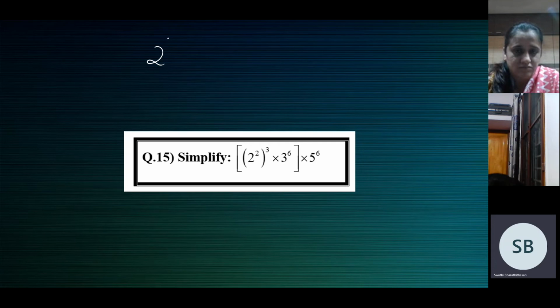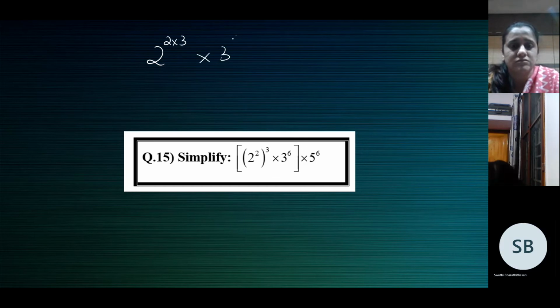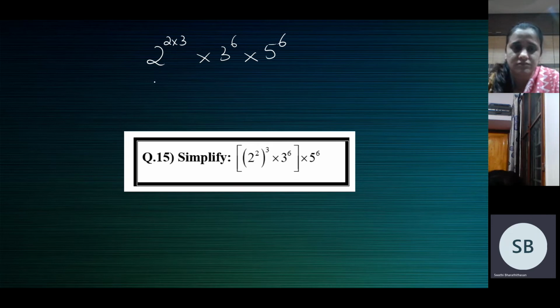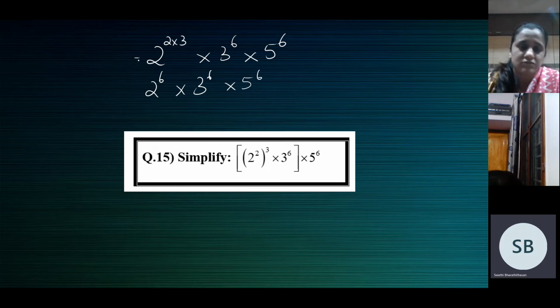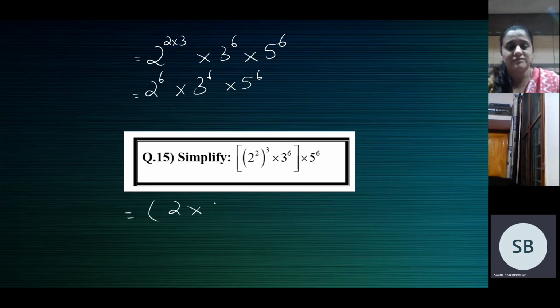Ma'am, when an exponent is raised to another exponent, we need to multiply both the exponents. So 2 into 3, and then we write the whole question as it is. By multiplying, we get 2 to the power 6 into 3 to the power 6 into 5 to the power 6. Since all the exponents are the same, we multiply the bases. So 2 into 3 is 6, and 6 into 5 is 30. So 30 to the power 6.